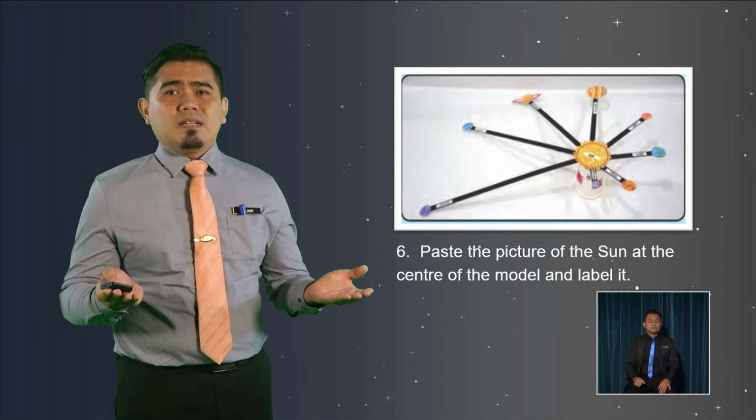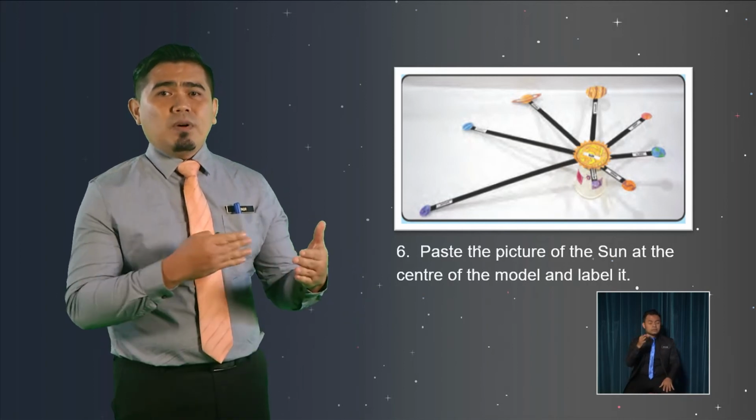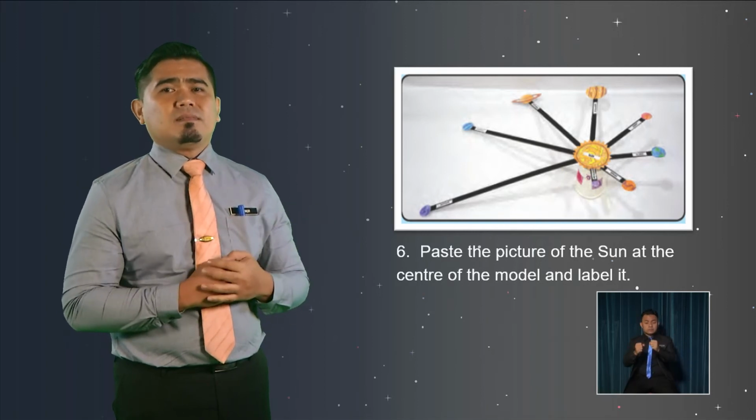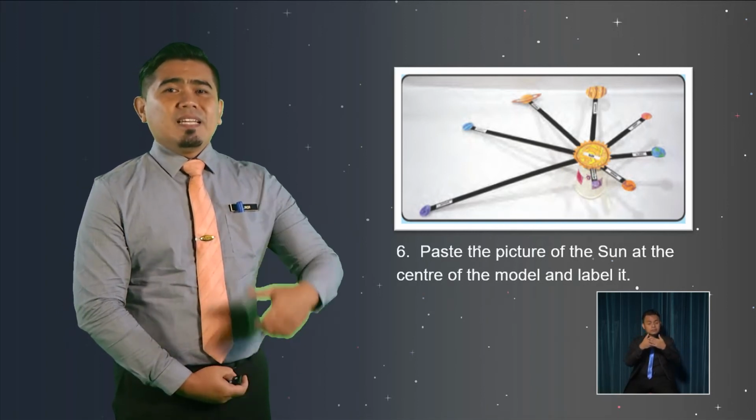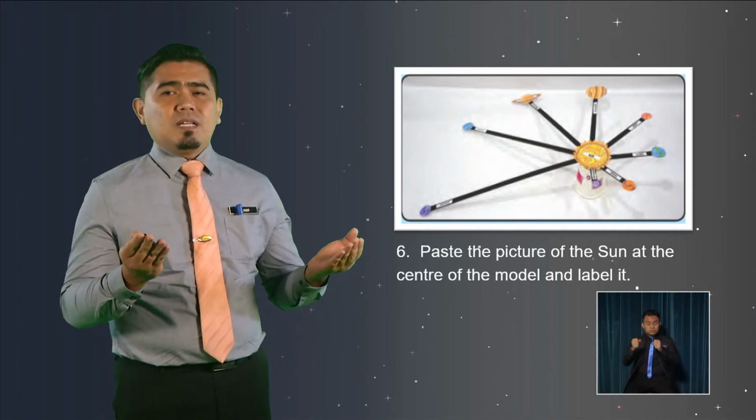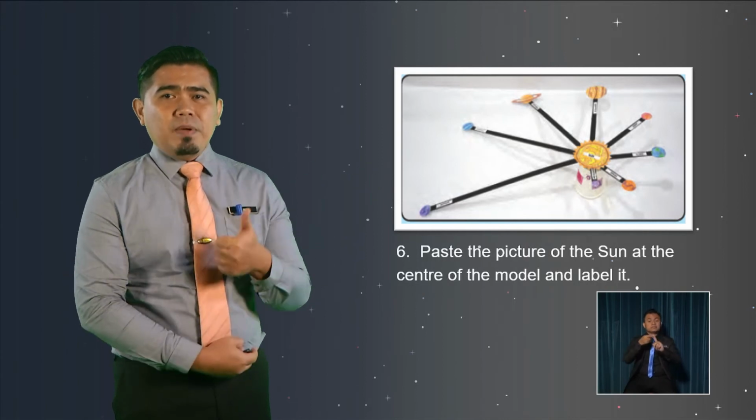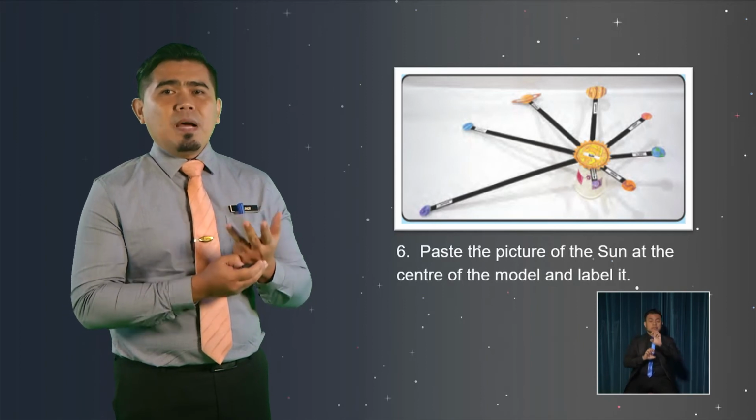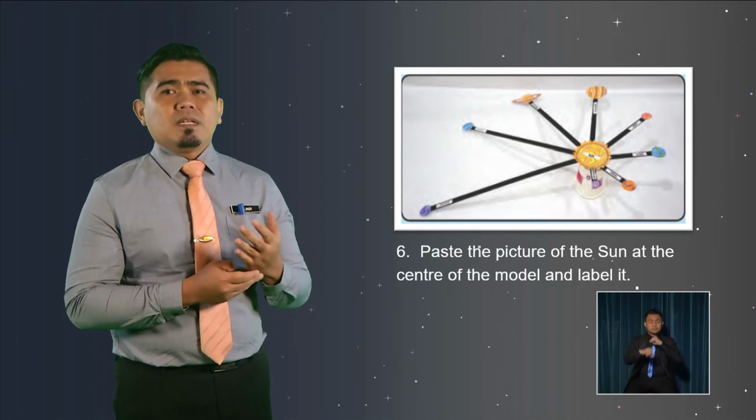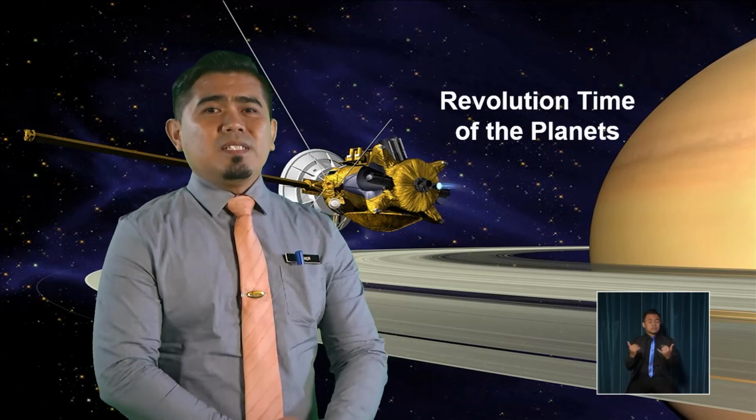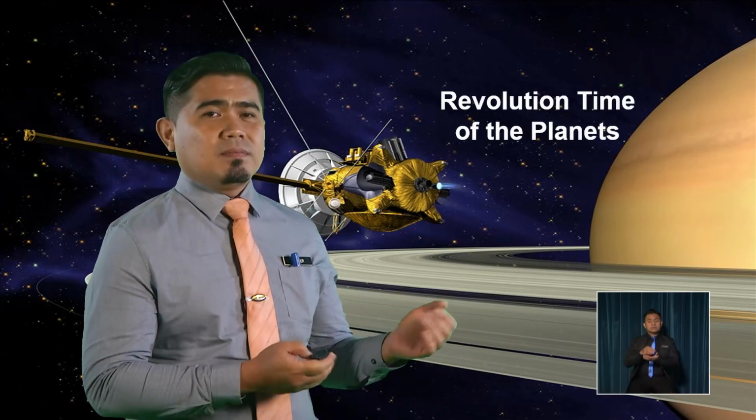Can you state the planets in sequence starting from the one which is nearest to the sun? Yes, very good. The sequence of the planets from the sun is Mercury, Venus, Earth, Mars, Jupiter, Saturn, Uranus, and Neptune. Now, let us continue with our lesson.